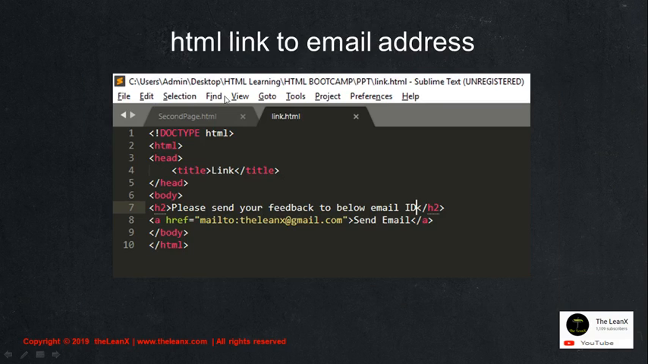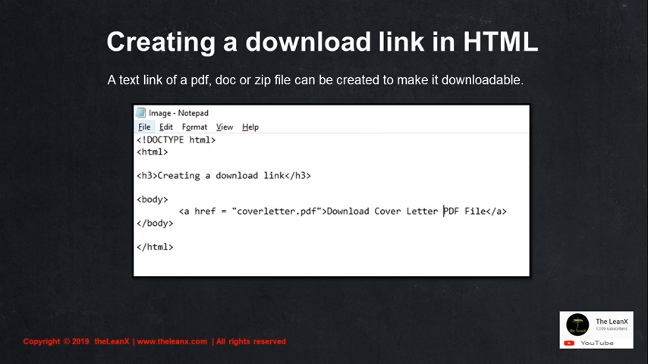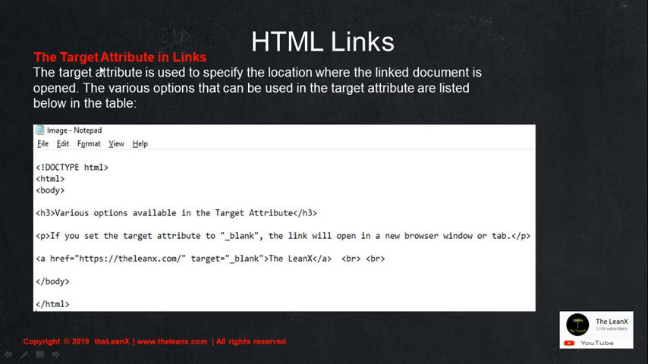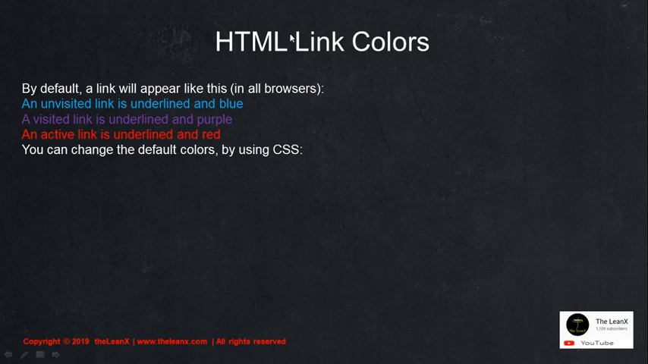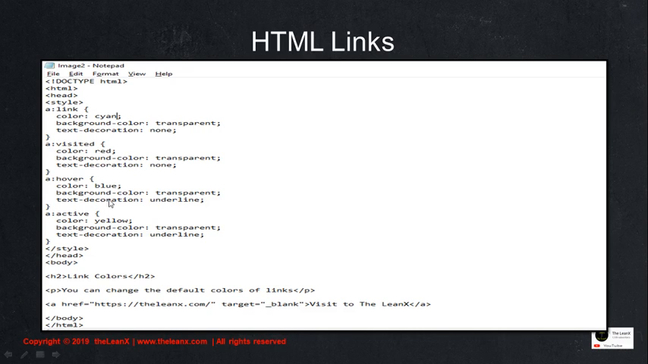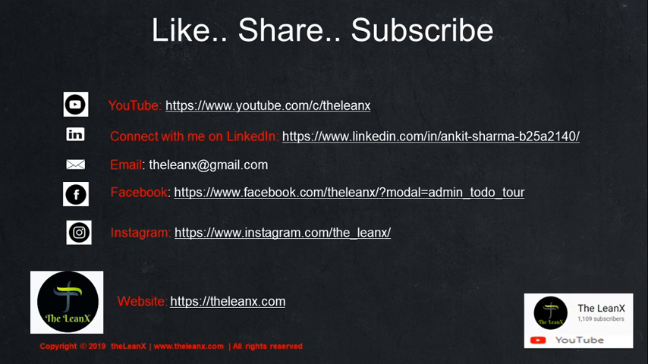Then we have seen how to link an email address. As soon as I click this button, your Outlook will open and my email address will be seen directly here. Then you can create a download link. I opened a PDF, and then you can download it. Then you have seen the target attribute, where it opens something in a new tab. Then we have seen how we can change the link colors. We have seen hover effect and active effect. And this is all from my side related to HTML link.